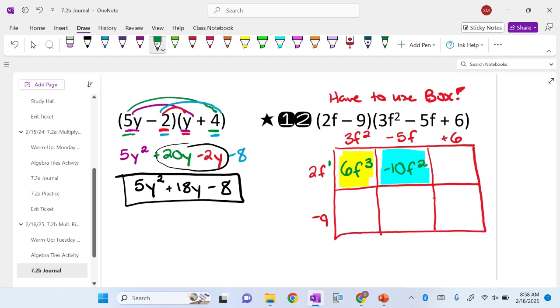What about 2f and 6? So that would make up this box right here. So it's not 12 squared, but 12f, because 6 doesn't have an f on it. So we just slap the f on at the end. So 2 times 6 is 12, and then there's no other f, so we just add an f.